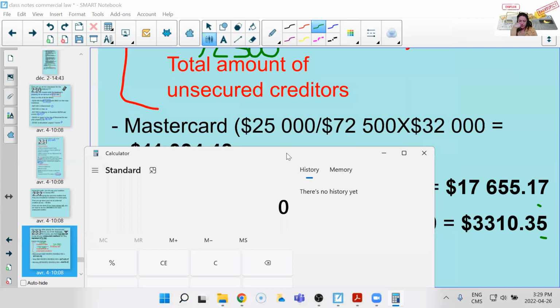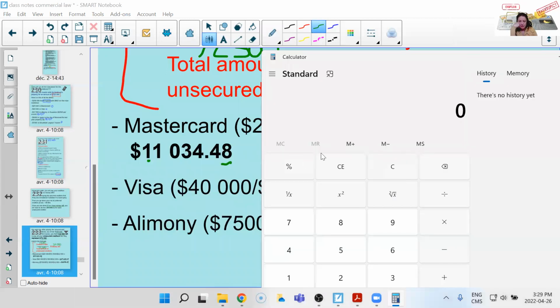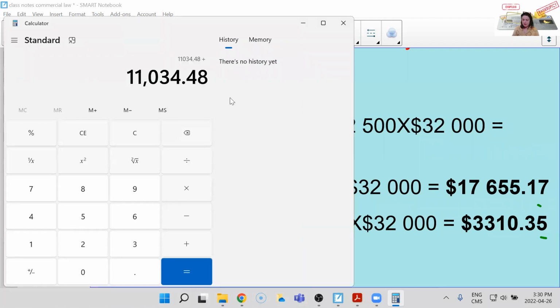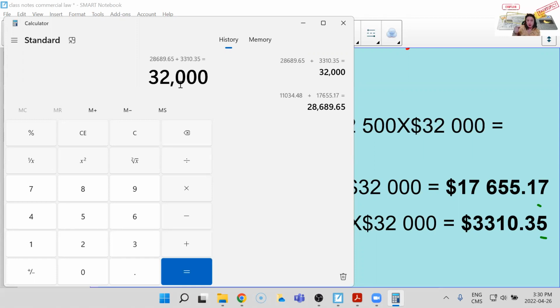So how do I know if I have the correct numbers and if I rounded them properly? Well, $11,034.48 plus 17,655 and 17 cents, plus $3,310 and 35 cents equals exactly 32,000. And it's normal because if I add up how much I will give to each ordinary creditor, I will end up with the original amount that I had in my pocket left to pay them.